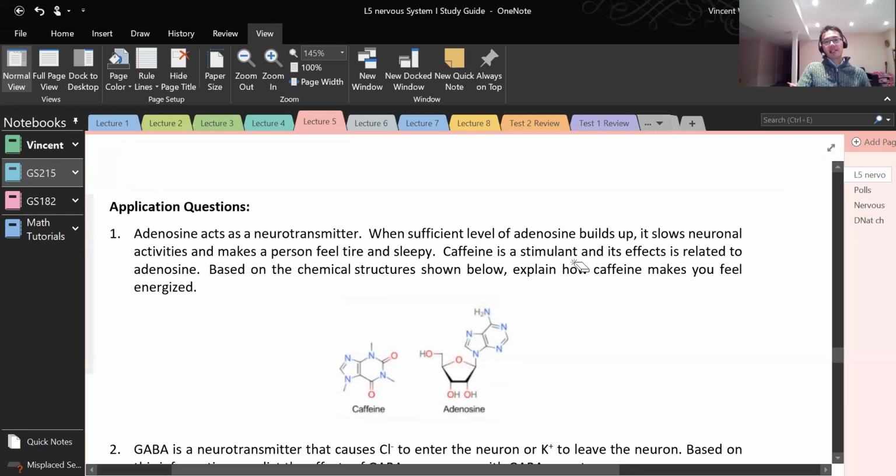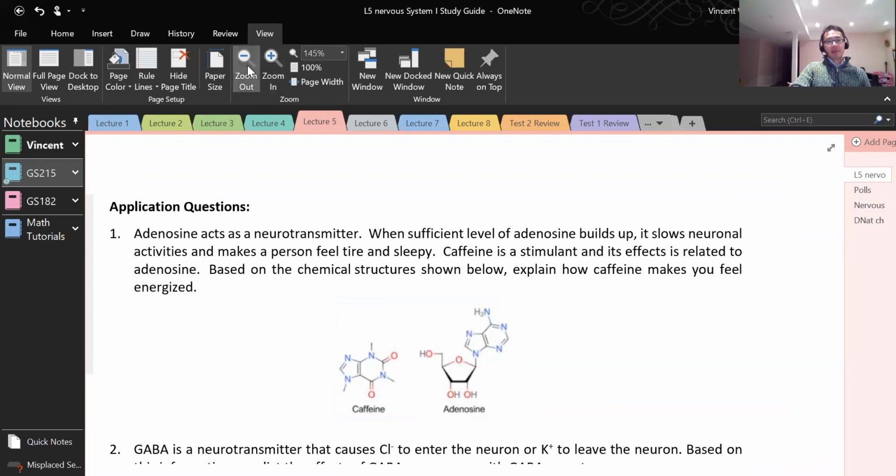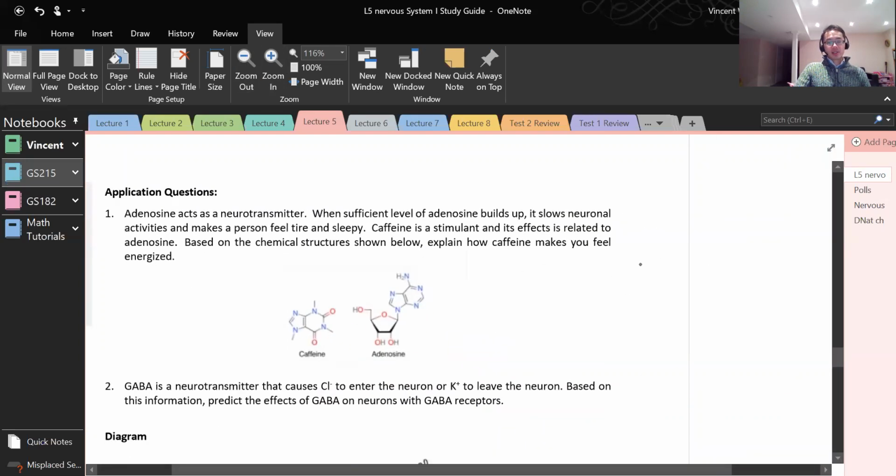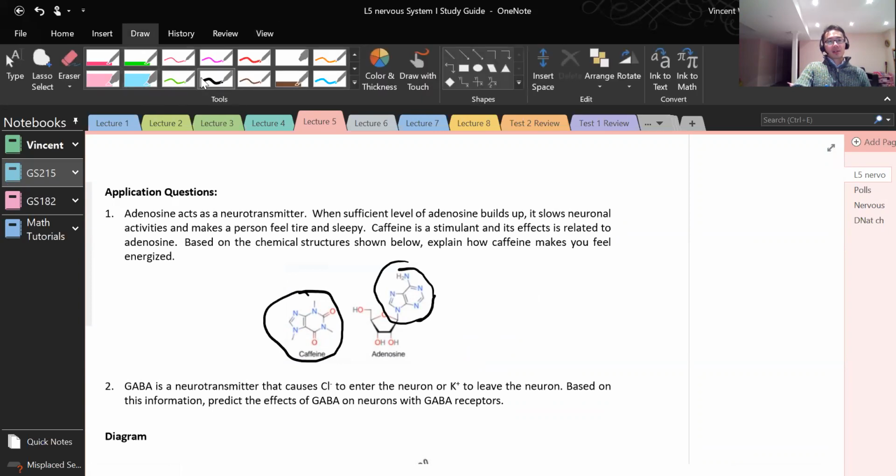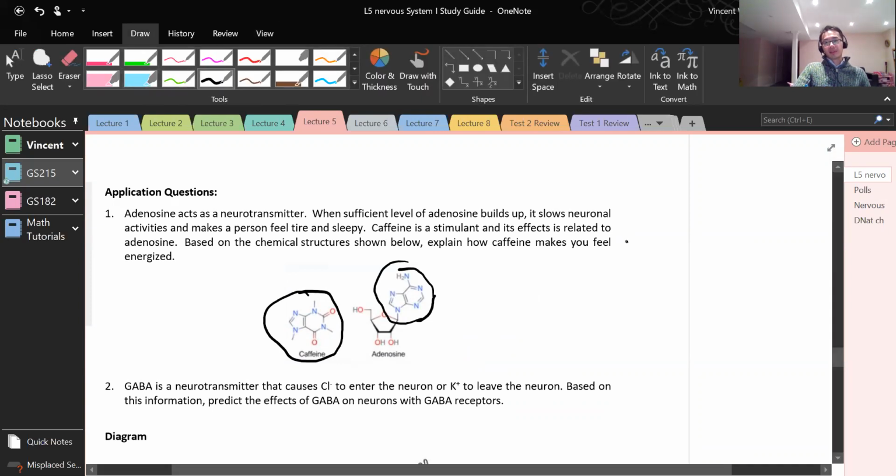Caffeine is a stimulant, and its effect is related to adenosine. Okay, based on the chemical structure shown here, explain how caffeine makes you feel energized. Okay, so I hope you can see that there is structural similarity between caffeine and adenosine. Yes, right. They both have these double rings here. All right, so let's take a look at our neuron. Okay, on the surface of a neuron. Right? I'm just going to zoom in on a dendrite.